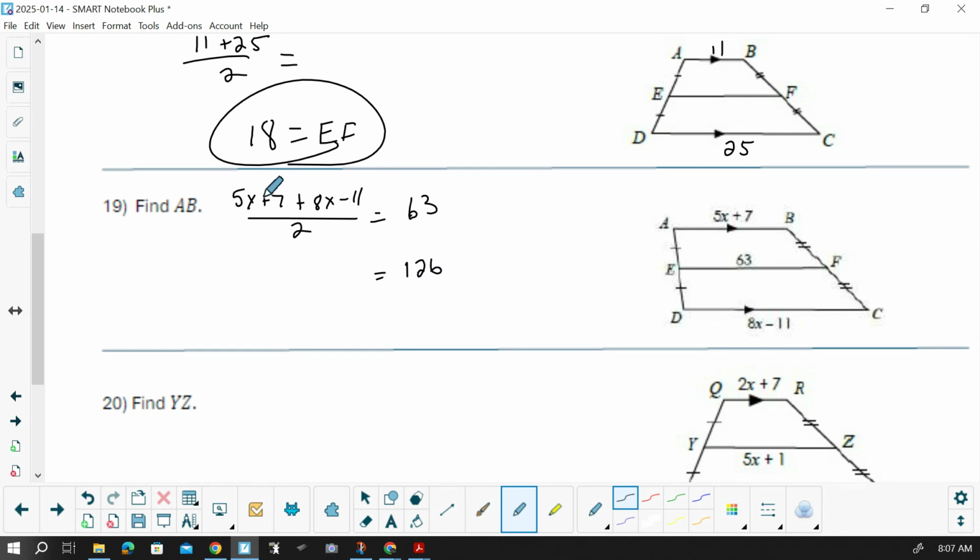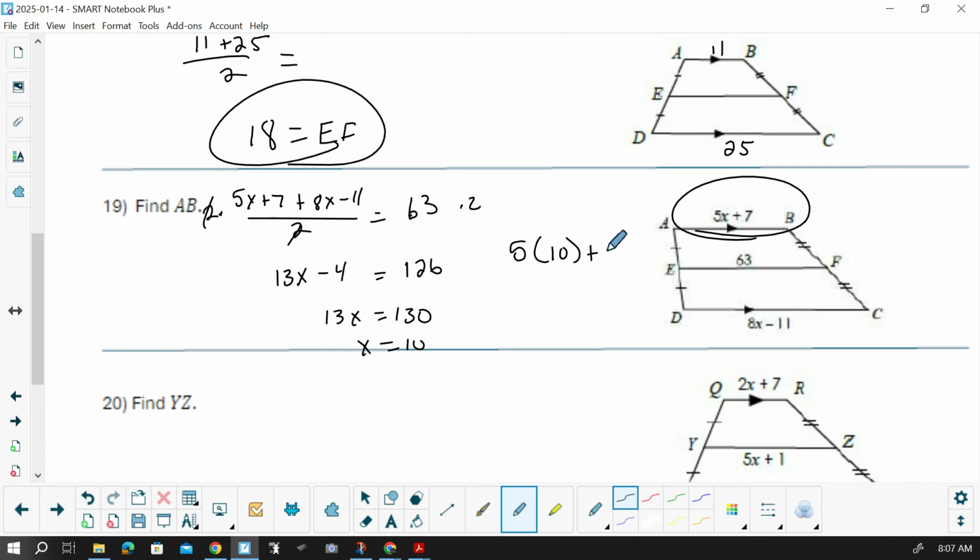Over here, I'm going to keep that top part here. The 2 is gone, right? Multiply both sides times 2, so the 2's cancel. I'm going to combine my like terms, though. 8 and 5 is 13x. 7 and a negative 11 is minus 4. So I'm going to add 4 to both sides to get 13x equals 130. So x is 10. Then it says find AB, is that one. 5 times 10 plus 7, it would be 57.